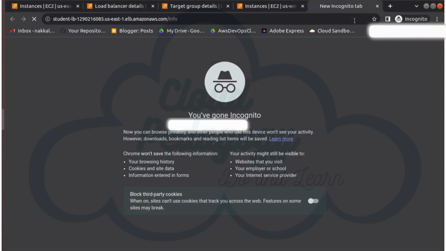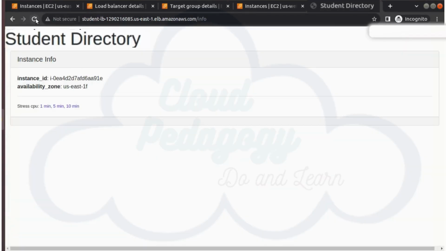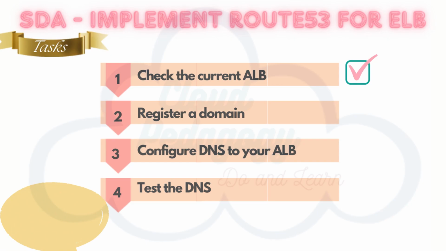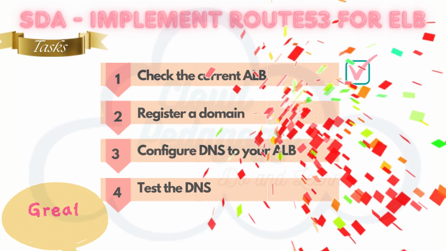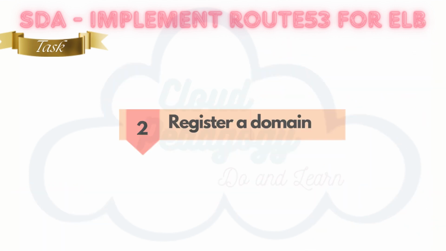It will take me to the page showing the various instances that I have running and the availability zones those instances are running in. So refreshing this will show that it's changing the instances and changing the availability zones that are being hit. Right now my ELB target group has 3 instances, so I can see 3 instances' traffic. Congrats, task 1 is completed because the application load balancer is working fine in the student directory application.